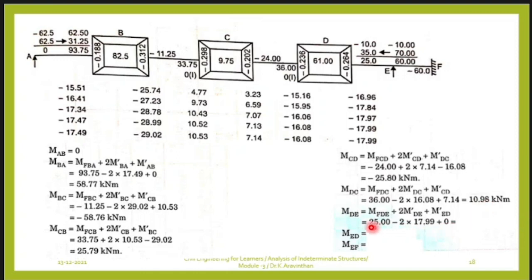10.98, and MDE is 25. This is the moment here, minus 17.99. M dash DE is 17.99 plus M dash ED is 0. So you made this member as 0, and if you add, you will be getting minus 10.98. You know the fixed end moment at ED. What is the answer? 60, and EF will also be 60. So these values you have found out from the fixed end moment.